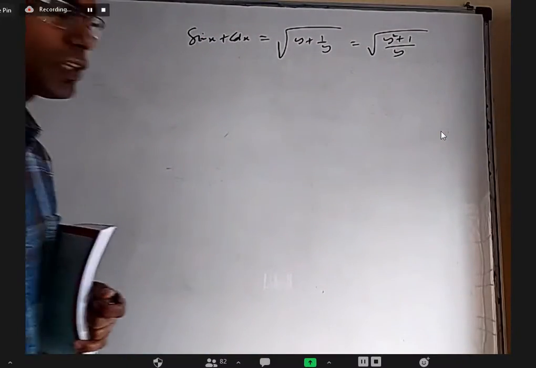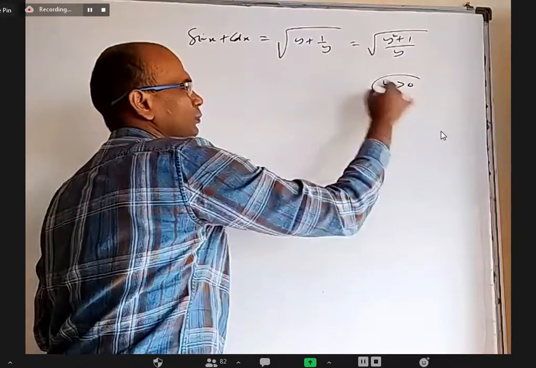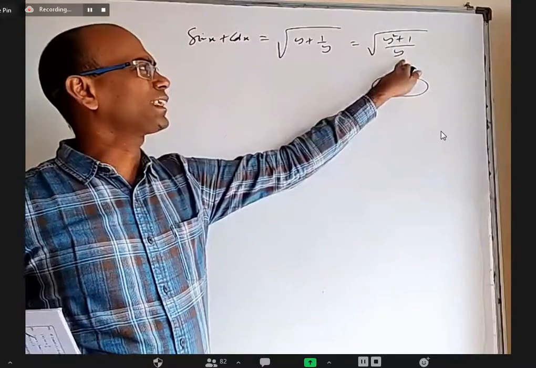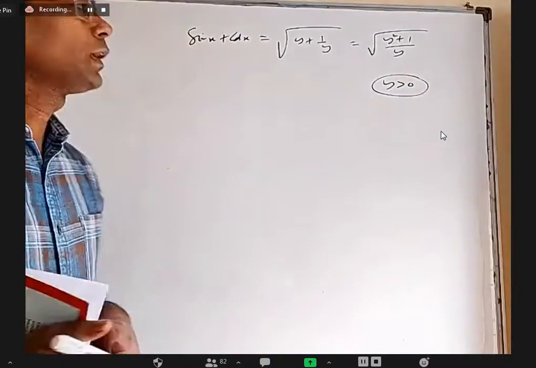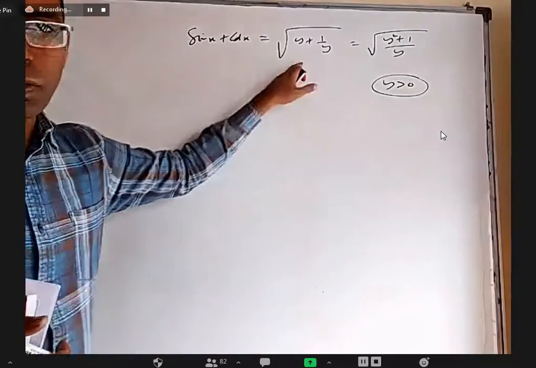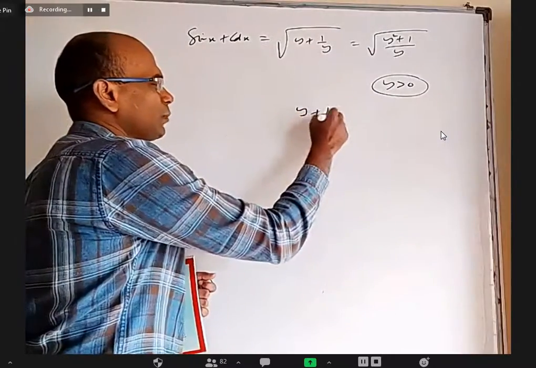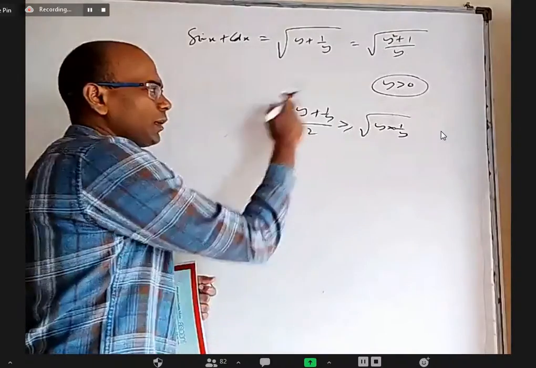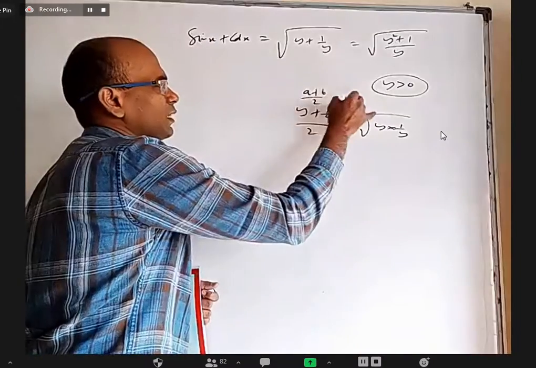Okay. First of all, for the root to be defined, y should be greater than 0. If y is in the numerator, it's positive anyway; if y is negative, positive by negative is negative, and the root will not be defined. Next, if you use the AM-GM inequality, the minimum value is root 2. (y + 1/y)/2 is greater than or equal to the square root of y into 1/y. The arithmetic mean (a + b)/2 is greater than or equal to root ab.